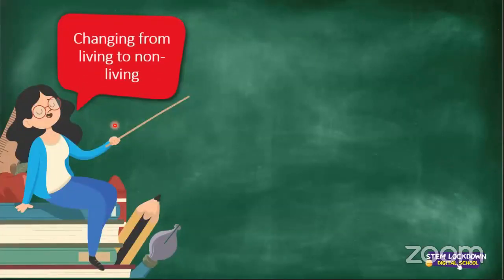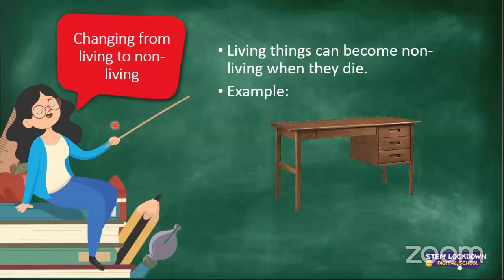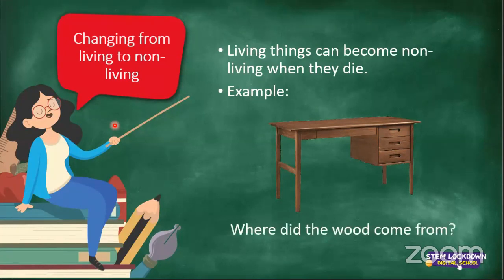And now we're going to talk about things changing from living to non-living. Living things can become non-living when they die. Example here, what is this? It's a wooden desk, right? Or a table. Where did the wood come from? At the moment, it can't move, it can't breathe, nothing is being excreted. So if you go look at the 7 life processes, this table would be classified as a non-living thing.